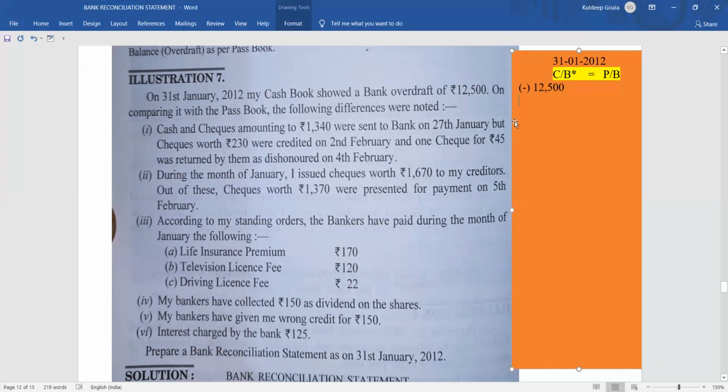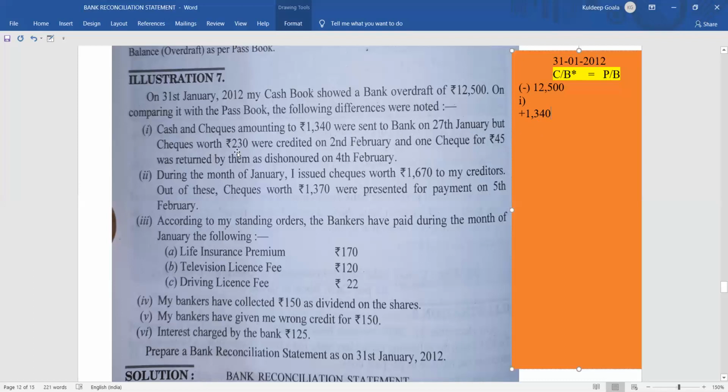Okay, as soon as we send, what will we do? As soon as we send, first of all, what do we have to do? As soon as we send, we add it up in the cash book, isn't it? In the cash book, we add it up. What will be the amount that is added up? 1,340 rupees is added in the cash book. Were sent to the bank on 27 January.